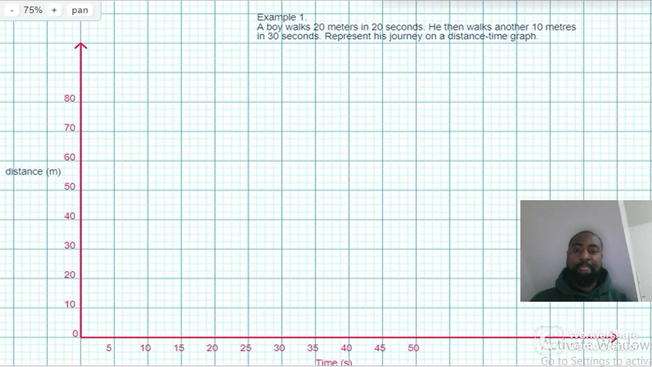So remember that, like we said, the very first step to take is to draw a Cartesian plane. And this is the distance axis, while this is the time axis. And the second step would be to label the axes correctly. Distance is in meters, while time is in seconds. Now, we have to represent this journey on this distance time graph.